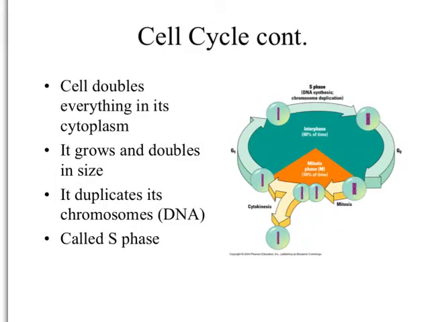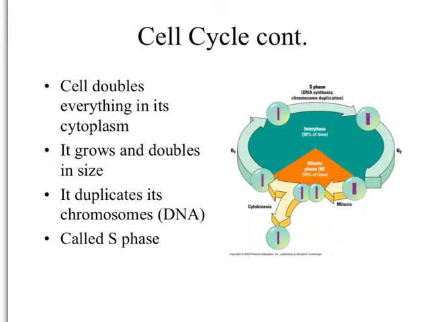Now, in order for the parent cell to make two identical daughter cells, we not only need to double the DNA, but we also need to double everything else in the cytoplasm. We need to make extra lysosomes and extra Golgi apparati and extra mitochondria as well. So during the cell cycle, the cell is going to grow and double in size, making extra of all of the organelles inside of the cytoplasm, as well as duplicating the chromosome DNA.